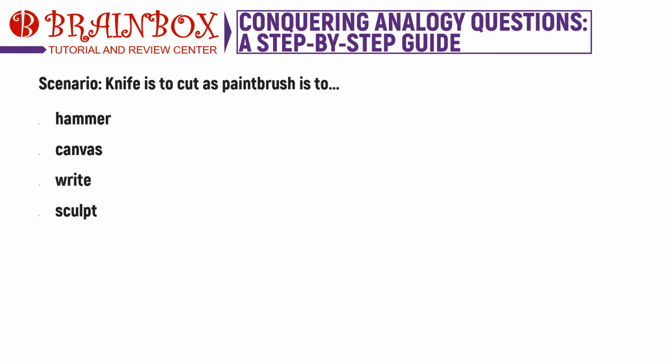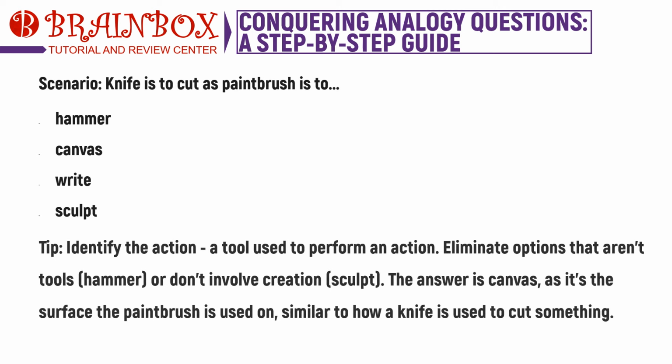Common scenario and tip. Scenario: knife is to cut, as paintbrush is to: hammer, canvas, write, sculpt. Tip: identify the action, a tool used to perform an action. Eliminate options that aren't tools like hammer, or don't involve creation like sculpt. The answer is canvas, as it's the surface the paintbrush is used on, similar to how a knife is used to cut something.